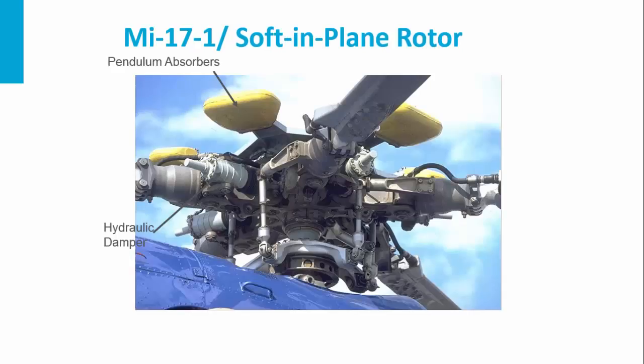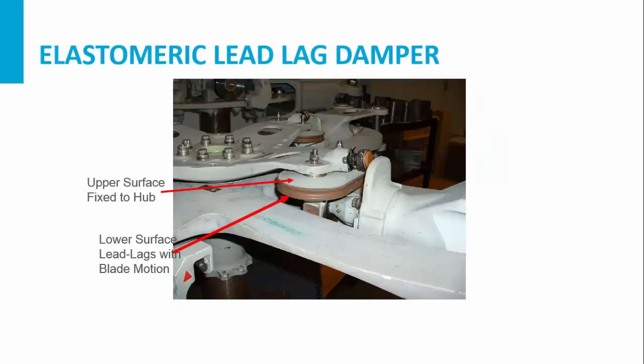For example, here you see the Me-70, the soft in-plane rotor classic to an articulated helicopter, and you see that there is a need for a hydraulic damper which is added to the lead lag hinge, the drag hinge, in order to avoid the ground resonance. You see also the pendulum absorbers. Here you see an elastomeric lead lag damper that is added to the drag hinge. So you have the upper surface which is fixed to the hub and a lower surface which lead lags with the blade motion.